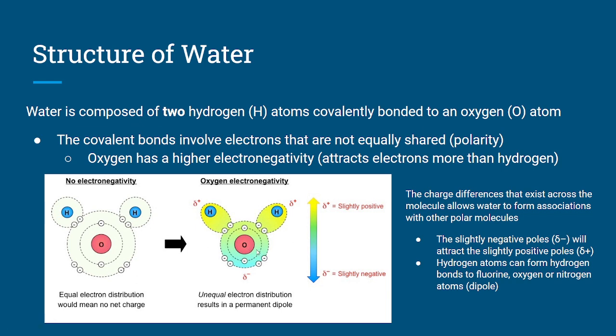Oxygen overall has a delta minus charge, which is electronegative, and we also see hydrogen with a delta plus charge, which is slightly positive. So the charge differences that exist across the molecule allow water to form associations with other polar molecules, and the slightly negative poles will attract the slightly positive poles. Furthermore, hydrogen atoms can form hydrogen bonds to fluorine, oxygen, or nitrogen atoms due to its dipolarity.